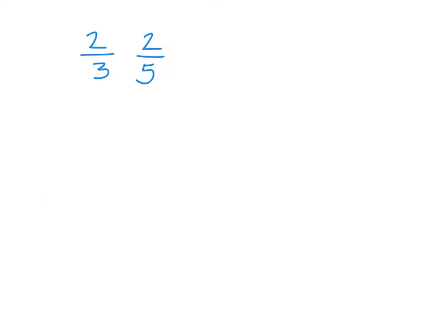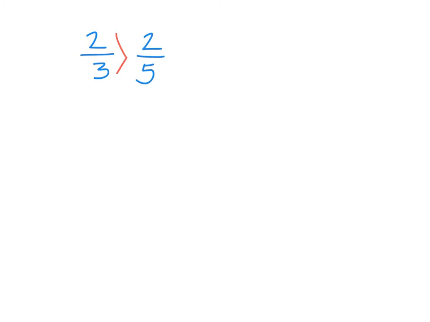Now let's take a look at these two fractions. See what you notice about these fractions, and think about which strategy you can use to compare these fractions. Turn and talk to your partner, and pause this video until you're ready. Okay, so which fraction is greater? Well, 2/3 is greater than 2/5. Why? Well, because thirds are actually greater than fifths. So we can say that 2/3 is greater than 2/5.